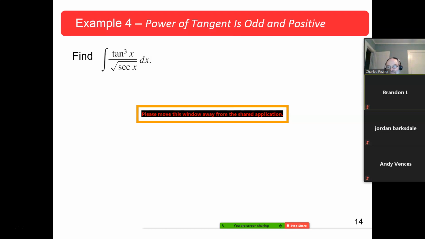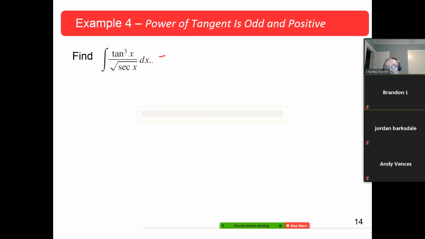Find that one. Okay? Well, the first thing I'm going to do here, if I can get my pen to show up. There it is, I think. There it is.